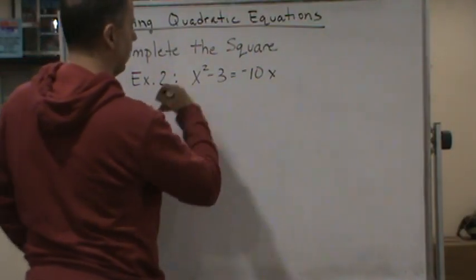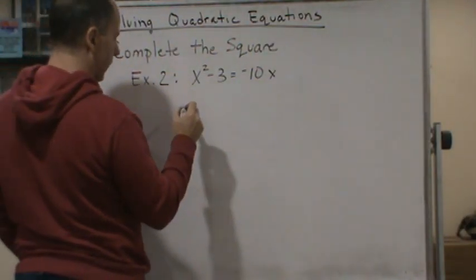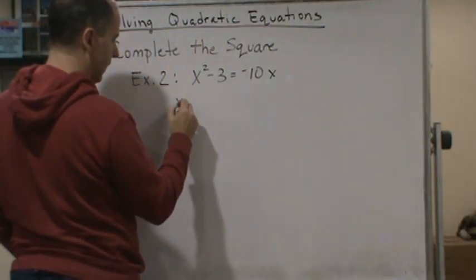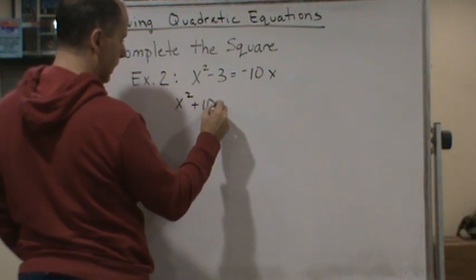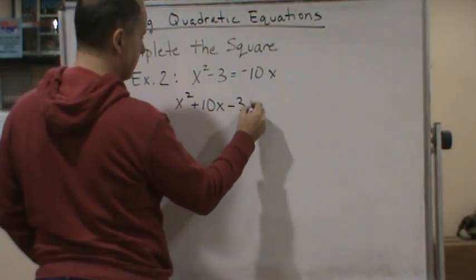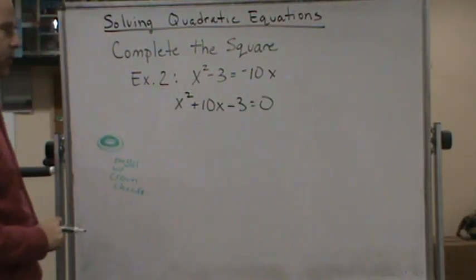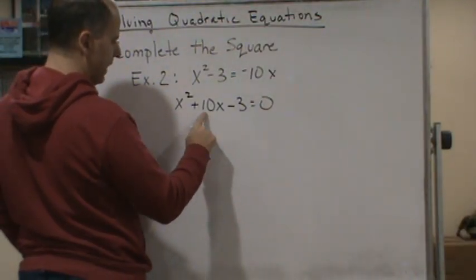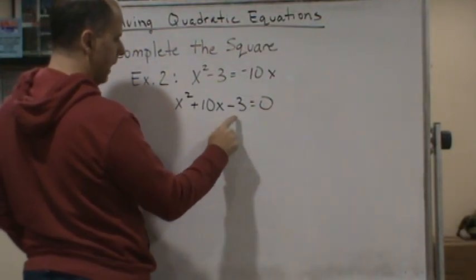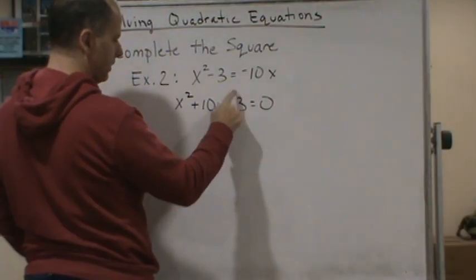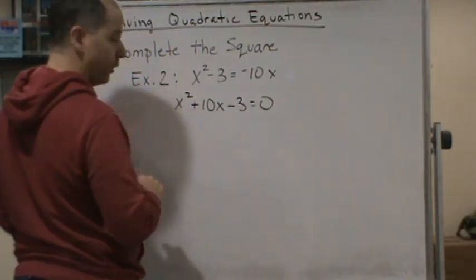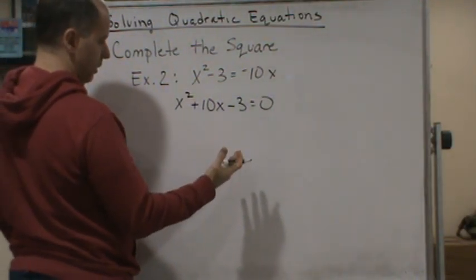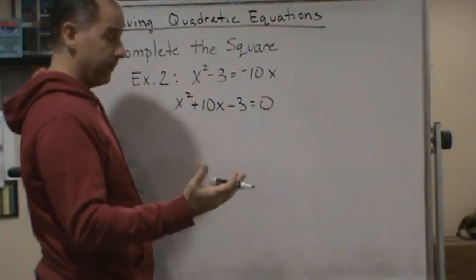So the first thing I'm going to do is bring everything over to one side, and so I'm going to add 10x to both sides, so I get x squared plus 10x minus 3 is equal to 0. So now I have a quadratic equation. But notice that if I take half of 10, that gives me 5. This is not 25, so this is not a perfect square trinomial. But let's manufacture one by completing the square.